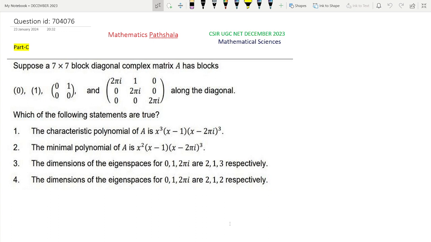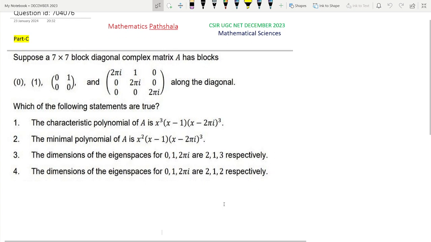This is a problem of CSIR NET December 2023 Mathematical Sciences. This is a problem of linear algebra part C. The question ID is 704076. So first we read the question. Suppose a 7 by 7 block diagonal complex matrix A has these 4 blocks given along the diagonal. Then which of the following statements are true?